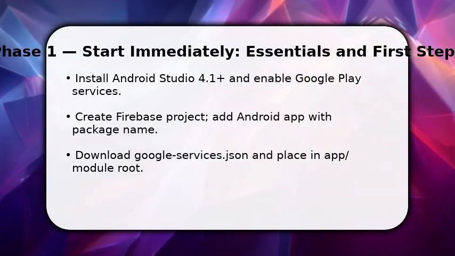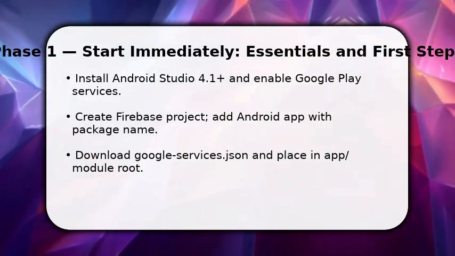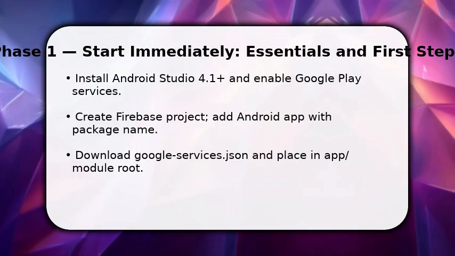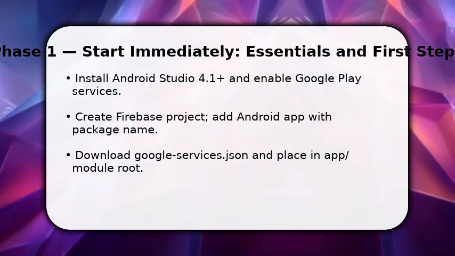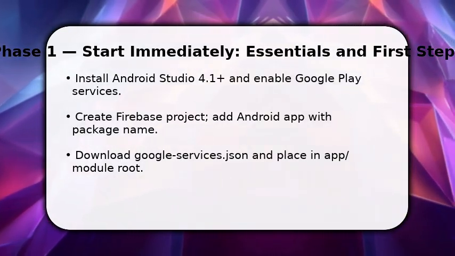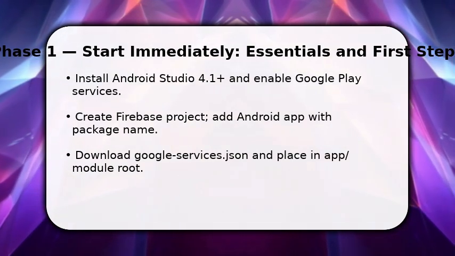Once done, download the Google services JSON file and drop it into the app/module root. This wires your app to Firebase. Make sure to add the Firebase Gradle plugins and sync the project. This is the minimal, actionable setup that lets you move into messaging configuration immediately.